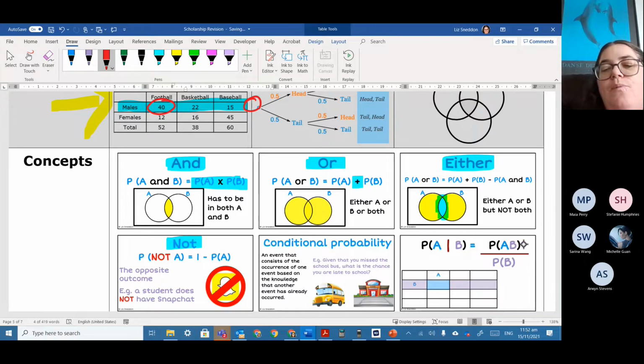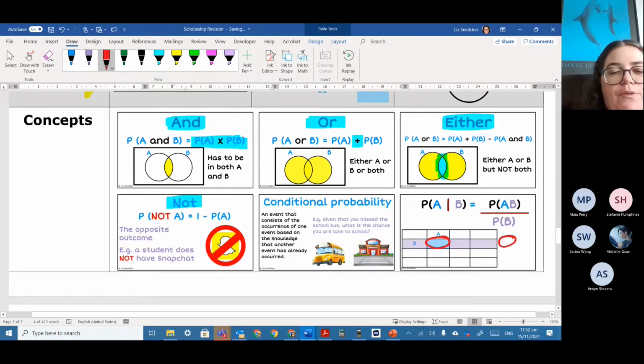And that's what the formula is. It looks more complicated, but all it's saying is do A and B, so do that combination divided by the total for group B. So you're always doing it by a subgroup.